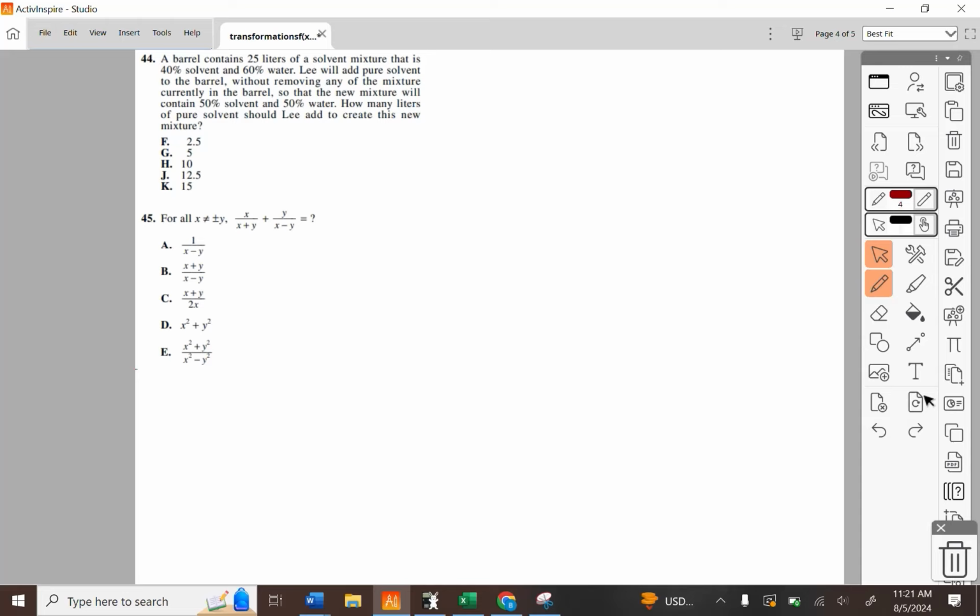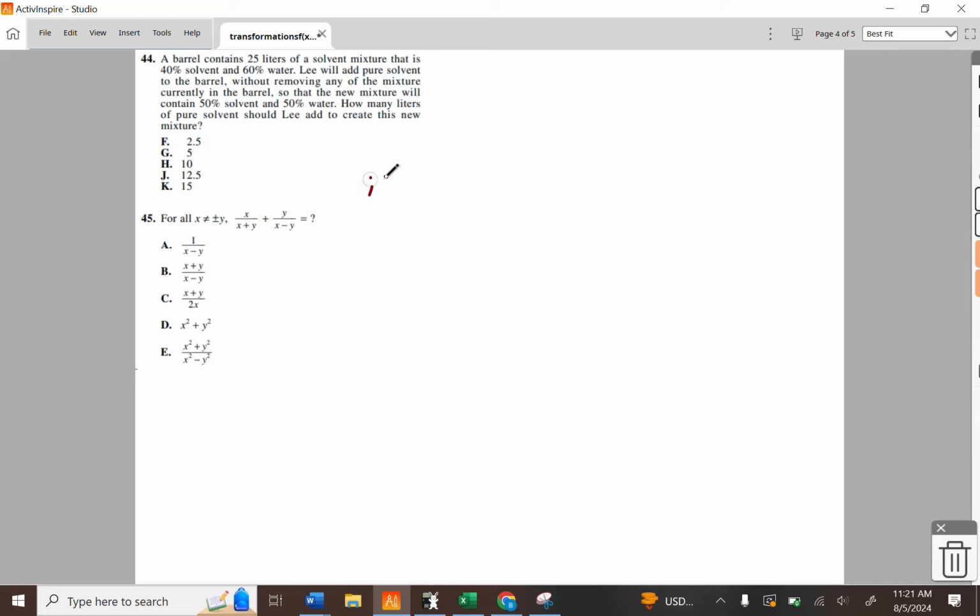45. For all x, where x is not plus or minus y. So if y is 3, x cannot be plus or minus 3. So these are different, okay? They have to be different. x over x plus y, over x minus y, is what? Well, here's a very good strategy. It's called make up numbers.